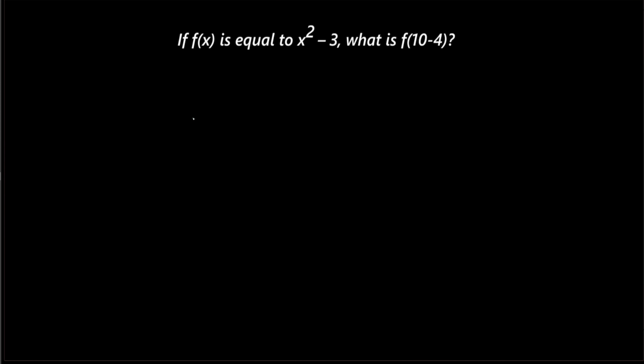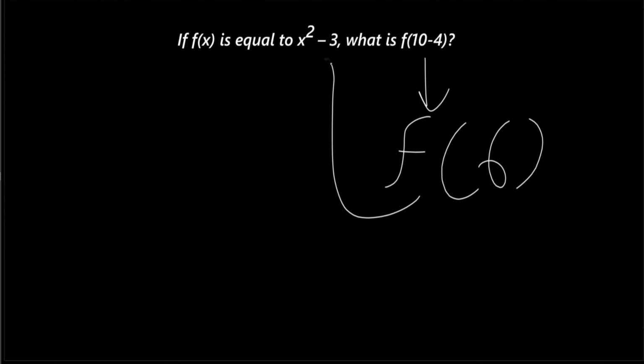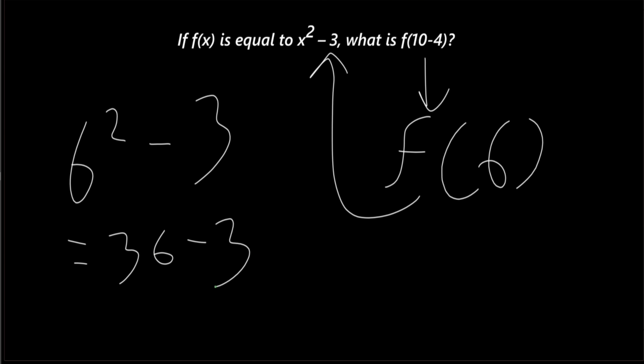If f(x) is equal to x squared minus 3, what is f(10) minus 4? So we can start by equating f(10) minus 4 to f(6). Now, we can realize that f of anything is basically like a function, and we can put a 6 in our existing function. So 6 squared minus 3 is our problem that we have to solve, which is 36 minus 3. And then that would equal 33. Now let us move on to the next problem.